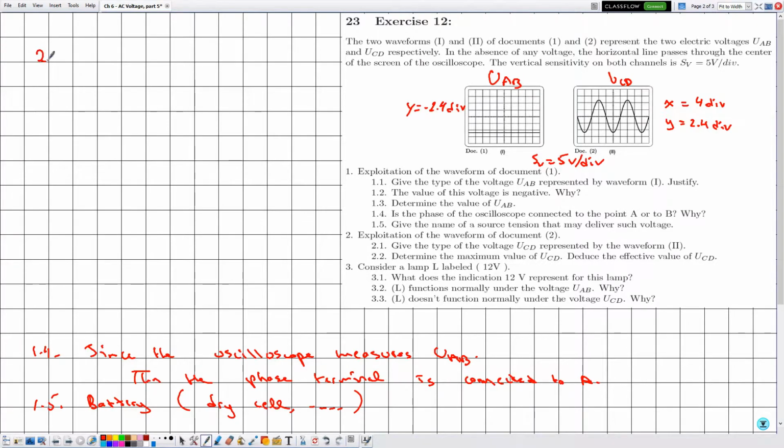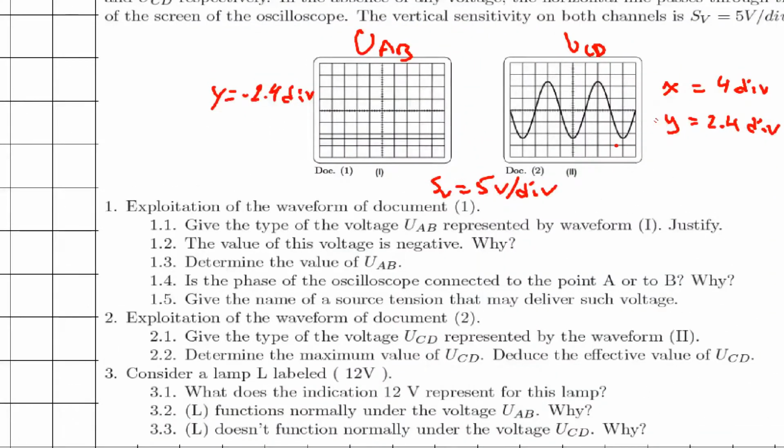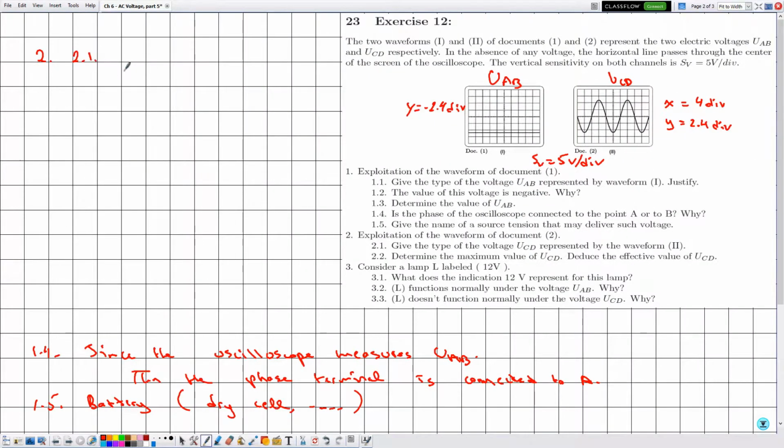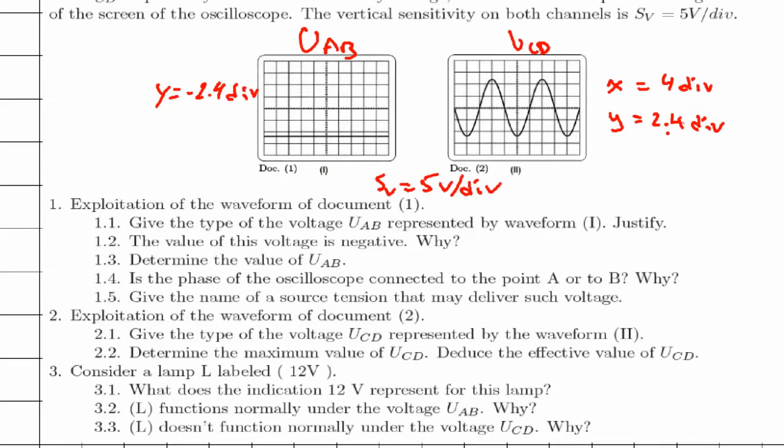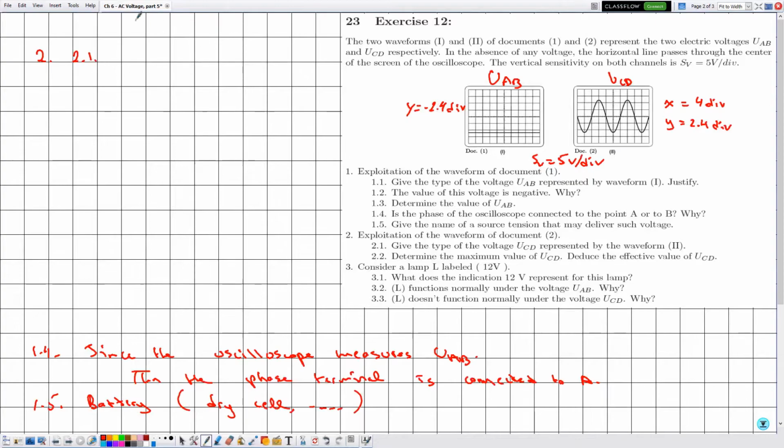Now in number 2, they are telling me exploitation of the waveform of document 2. Since they mentioned document 2, now we are talking about it. In 2.1, give the type of the voltage UCD represented by the waveform 2. So let me say, since it varies with time, and is alternately positive and negative.